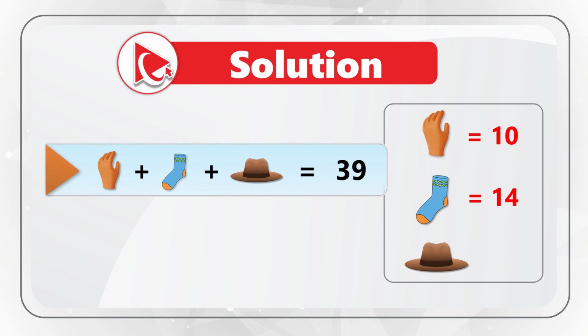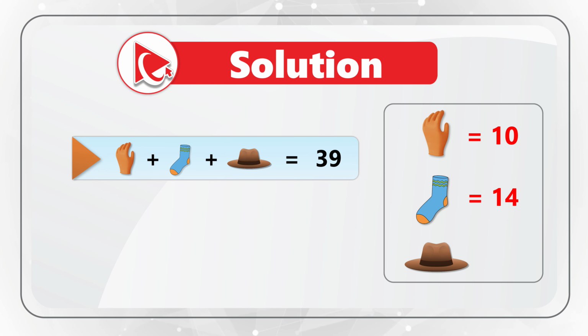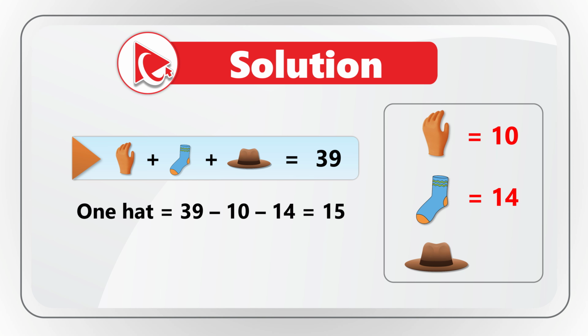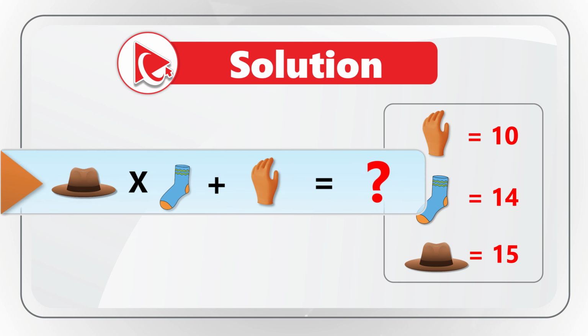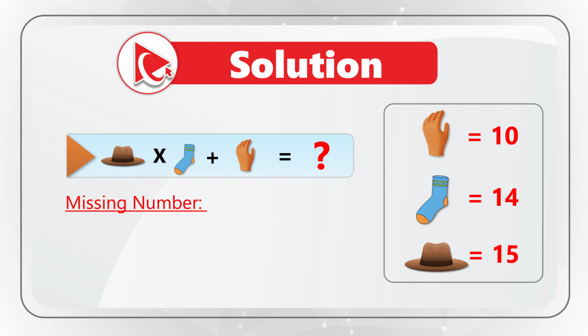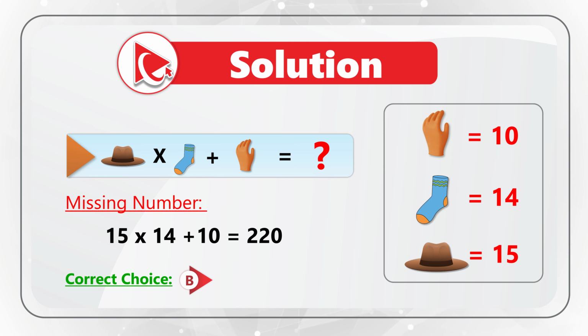Let's go to the third expression. 1 glove plus 1 sock plus 1 hat equals 39. We can calculate the value associated with the hat. It equals 15, because 39 minus 10 minus 14 equals 15. Now we are ready to calculate the missing number. And to do that, we need to multiply 15 by the sum of 14 and 10. This is the value of the hat multiplied by the value of the sock plus the value of the glove. So the correct answer here is choice B, 220.